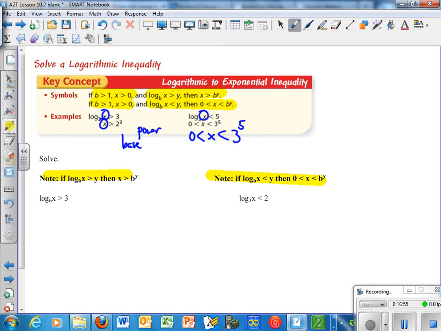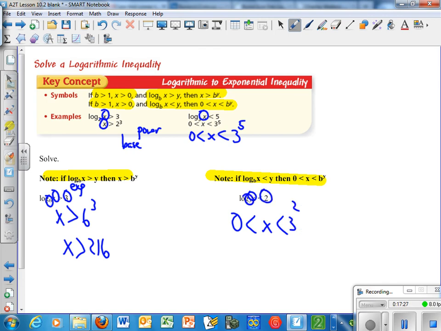So here's what I want to do. This is a greater than 1. I want to take that x, and I want to say that has to be bigger than this base of 6 to this exponent of 3. So x is bigger than 6 to the 3rd, and if you actually take 6 to the 3rd, it's 216. Over here, now it's a less than. The log is less than, so we're going to have 0 on this side is less than x, which is less than the base of 3 to this exponent squared. So really you have 0 is less than x, which is less than 9. So x is between 0 and 9.